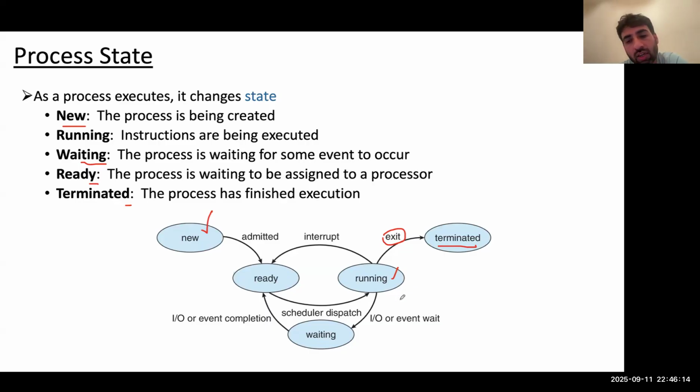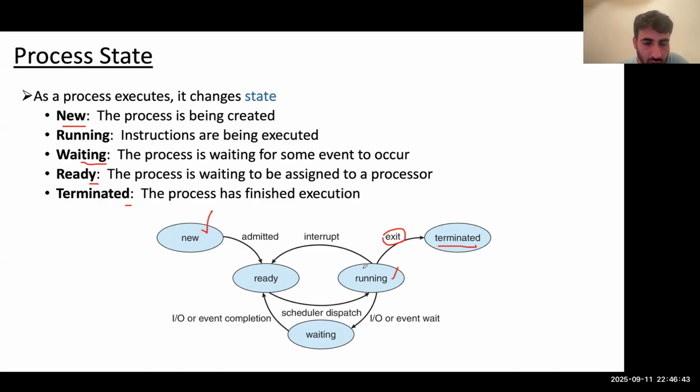So if that happens, then the process basically means that it is waiting for the IO operation to complete, in which case the scheduler will again kick it out from the CPU and put it in the waiting state. Then it will stay in the waiting state as long as that IO or event for which the process is waiting is not completed. Once completed, it is again moved to the ready state, and then it will again wait for the scheduler to dispatch it to the CPU.